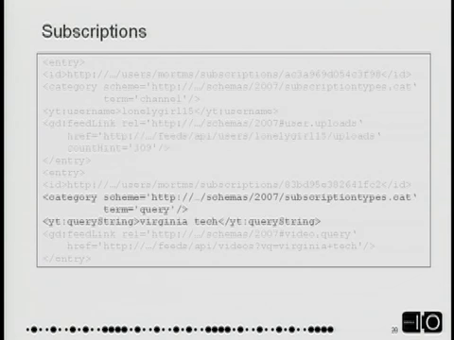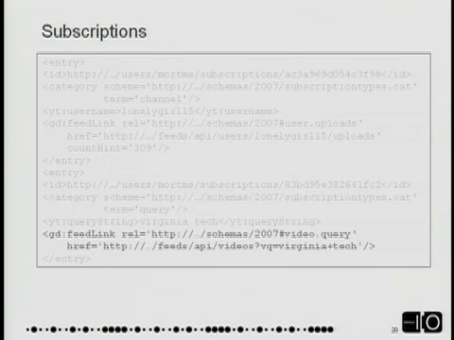Alternately, maybe I had a search query. In this case, I've subscribed to videos with the term Virginia Tech in them. So you can see the category is saying it's a query, and again, I have the target there available. And if you look at the feed link that will give me the contents, you can see it's just the same thing that I could have put in as a search to the search API. So that's showing you how all these different feeds are interrelated, that the subscriptions feed is just going to point you at a user uploads feed, or a favorites feed, or a search query feed.